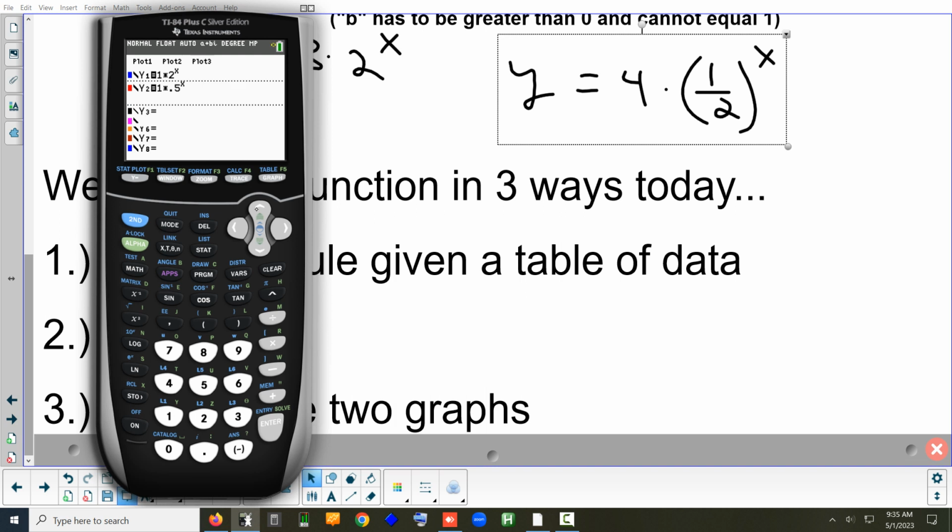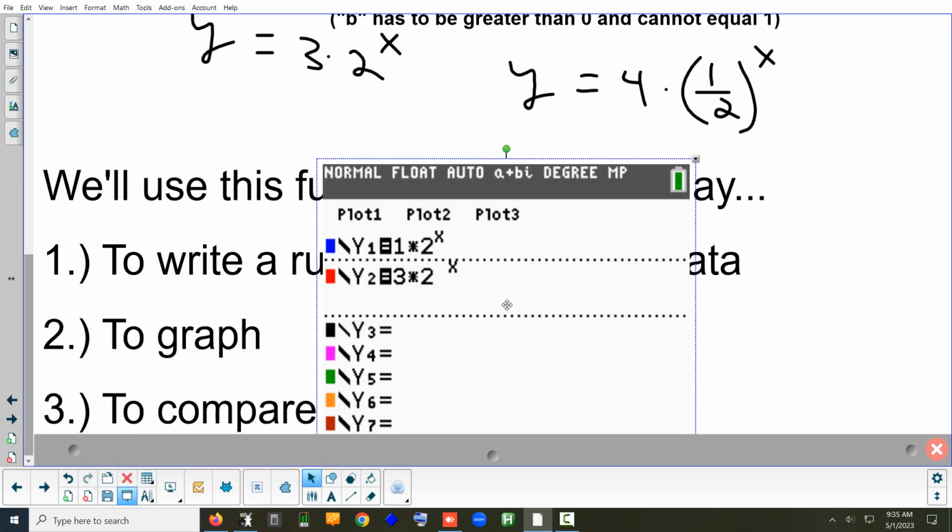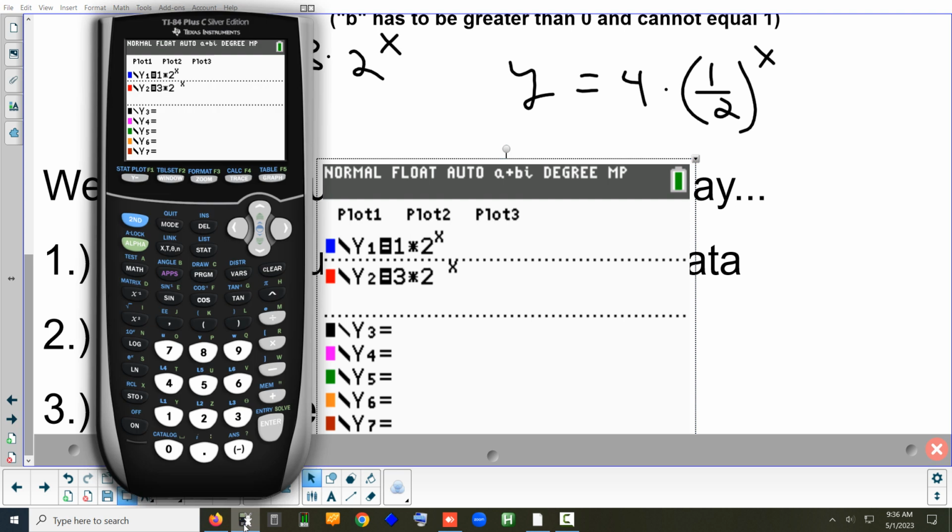Something like these two. 1 times 2 to the x and 3 times 2 to the x. They're pretty close, right? One of the values is the same, and one of them is different between the a and the b. Which value here is the same for both of them, the a value or the b value? Yep, the b value. What is the b? Yep, b is 2. What's different is the a value. In the top one, it's a 1. In the bottom one, it's a 3.